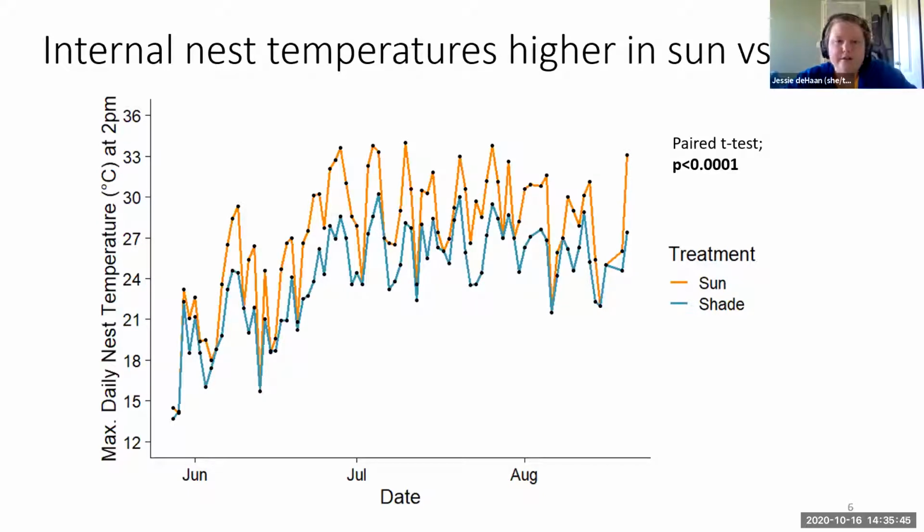And what we found agrees with previous research that sunny nests experience higher temperatures than shady nests. But what we have now is internal nest temperatures, whereas in the other studies, we only had air temperature.